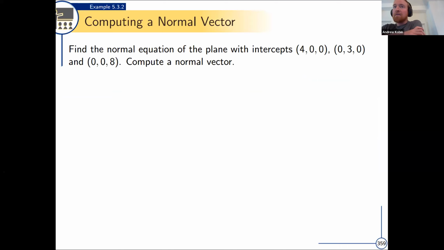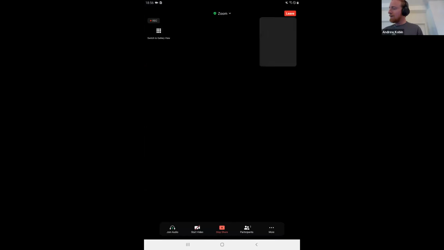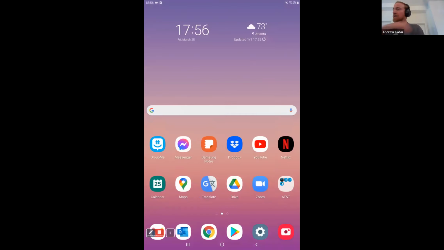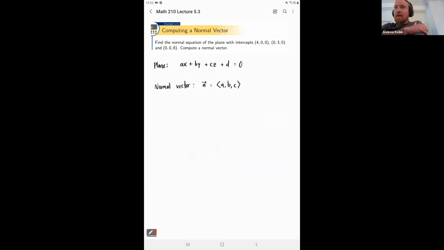Let's work out a normal equation for a plane given 3 points. And in this case, we'll take the 3 points to be the intercepts with each of the x, y, and z axes. And as with many mathematical situations, we might be given different types of information to start our problem. So a plane in 3 dimensions can be specified by just knowing 3 points on the plane, as long as those 3 points do not lie along the same line together, which these do not. They lie on 3 different axes.